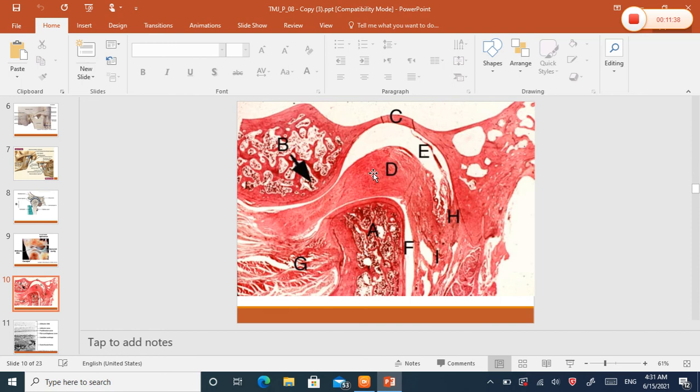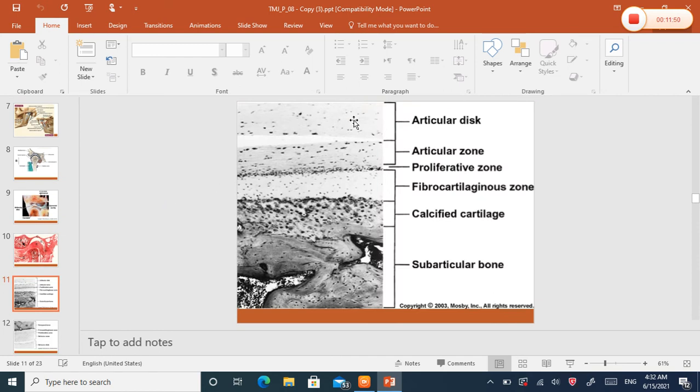This is the disc of the temporal bone. This is the condylar head of the mandibular bone. And this is the glenoid fossa. This is the articular disc or intra-articular disc. And all these parts are related to the condylar bone. We start from the superficial to deeper: articulating zone, then proliferative zone, fibrocartilage zone, and calcified cartilage and subarticular bone.